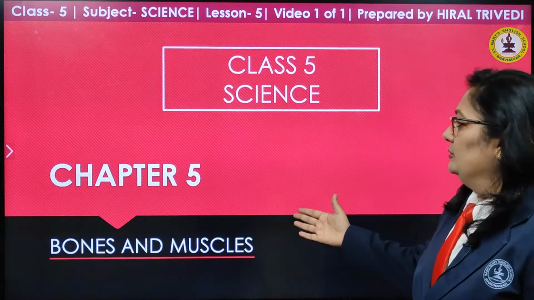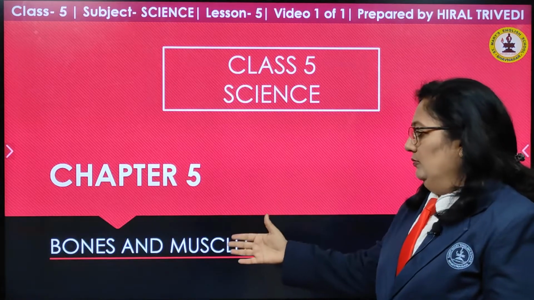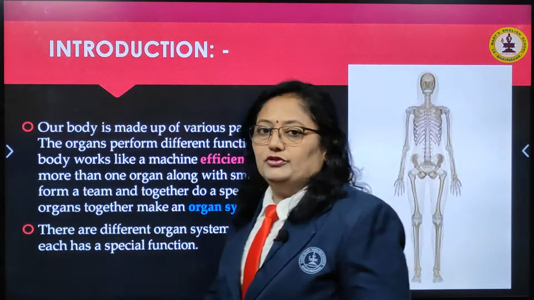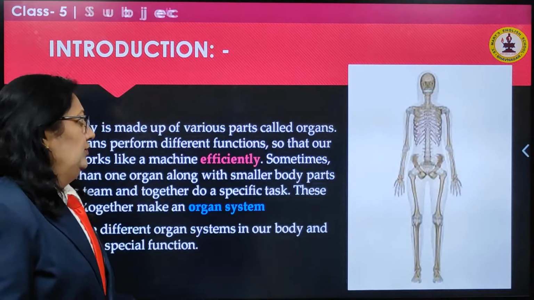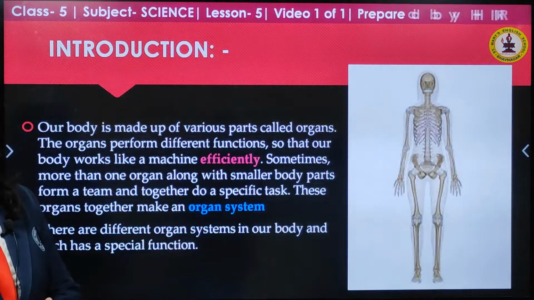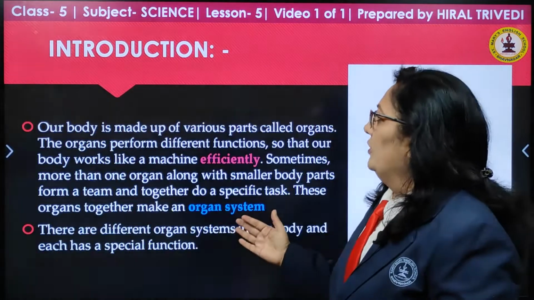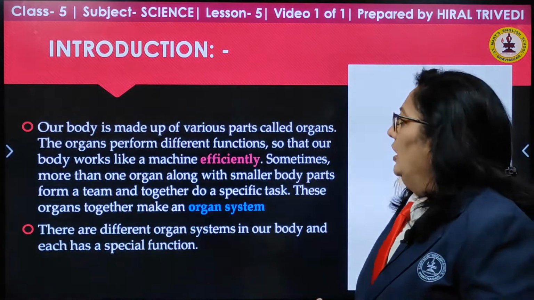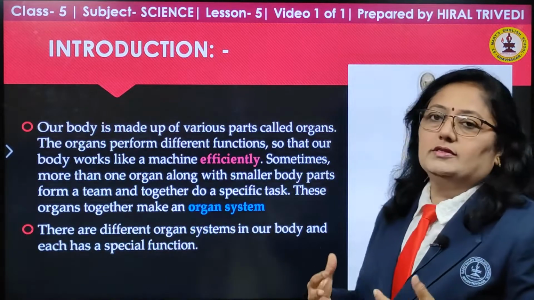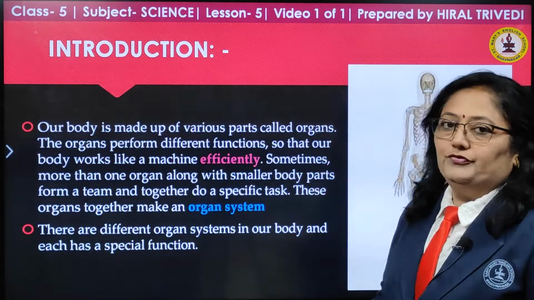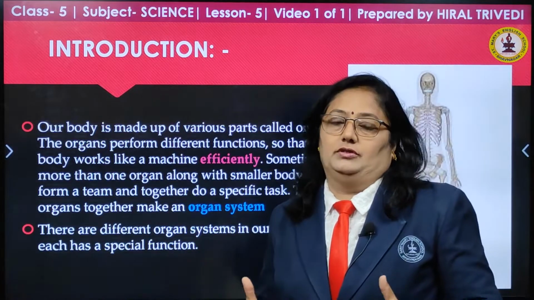Today we do Chapter 5, bones and muscles. In this we are going to talk about different organ systems. Before, we had studied how organs are made. You remember, children? So we are going to have an introduction that our body is made up of various organs, and the organs perform different functions efficiently.